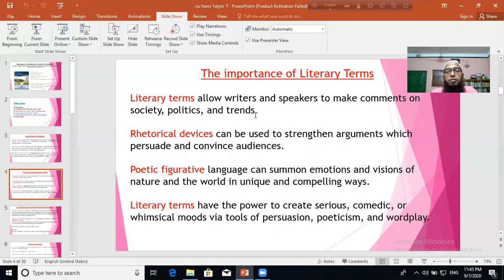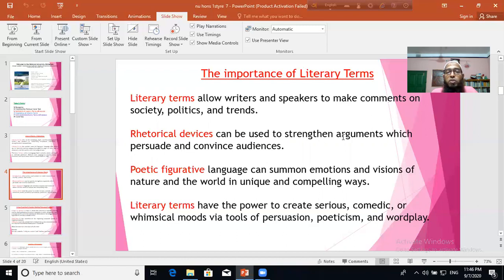Look at the importance. Literary terms allow writers and speakers to make comments on society, politics, and trends. So you can guess now, you can understand why they use literary terms. Writers or speakers use literary terms to make comments. Through these terms, they make comments on society, politics, and trends. What is the tradition, what is going on in social cultures, everything. The writers and speakers make comments using these literary terms. They make their writing or speech more vivid and lively towards the speaker or towards the audience or the reader.